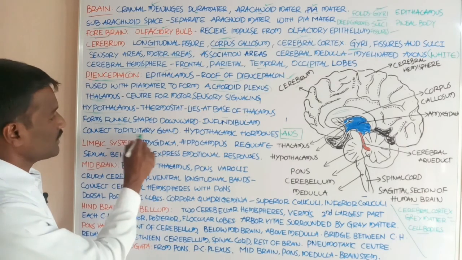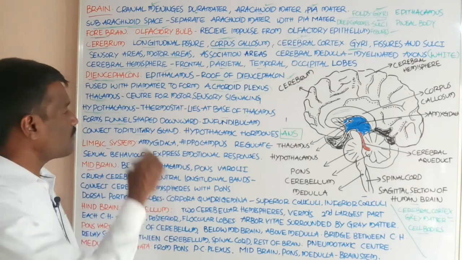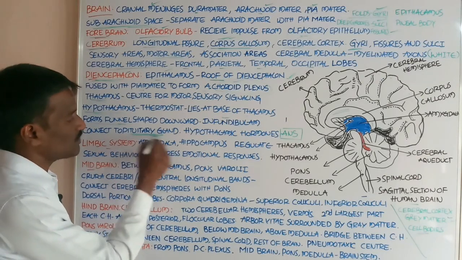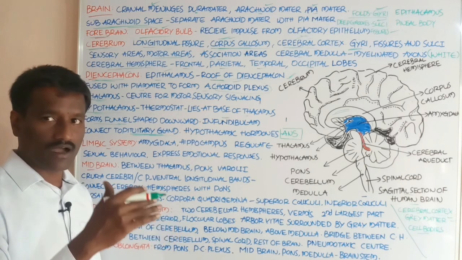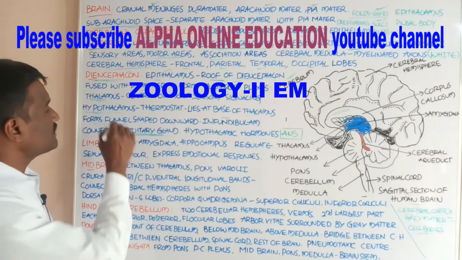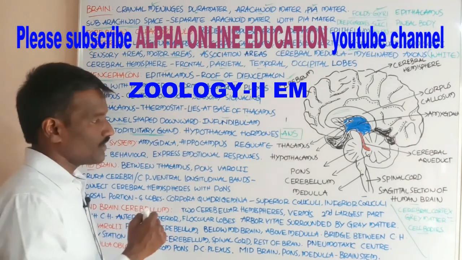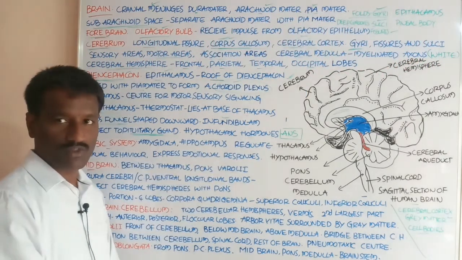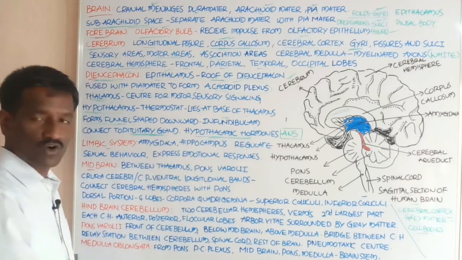The hypothalamus is connected via the infundibulum to the pituitary gland. The pituitary gland is the main gland of the endocrine system in the body. The hypothalamus contains neurons. Some of the neurons present in the hypothalamus secrete hormones. These are called neurohormones or hypothalamic hormones.